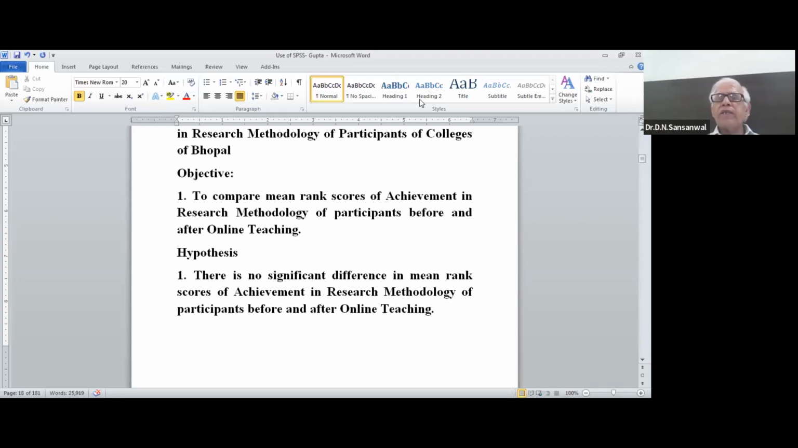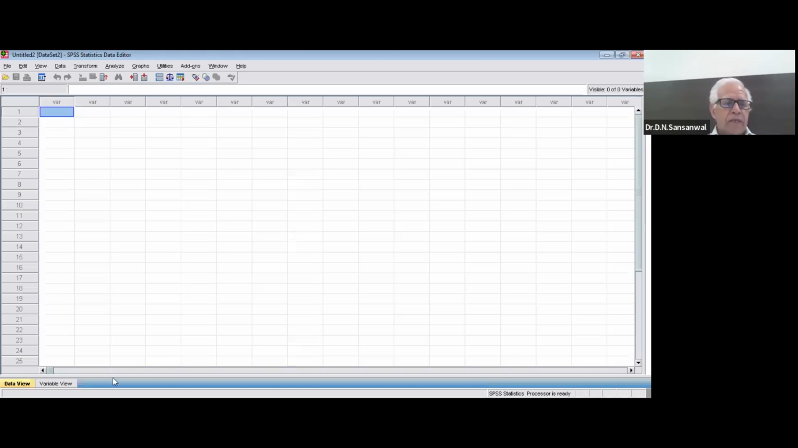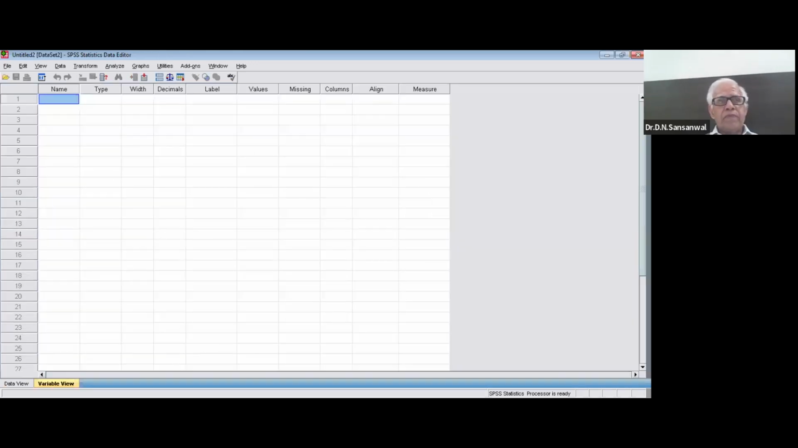So let us go to our SPSS. This is my file. So I have the variable. Can you tell me what I should write under variable? Let us see who can give me the correct answer. What should I write under variable? I'm waiting for your answer.